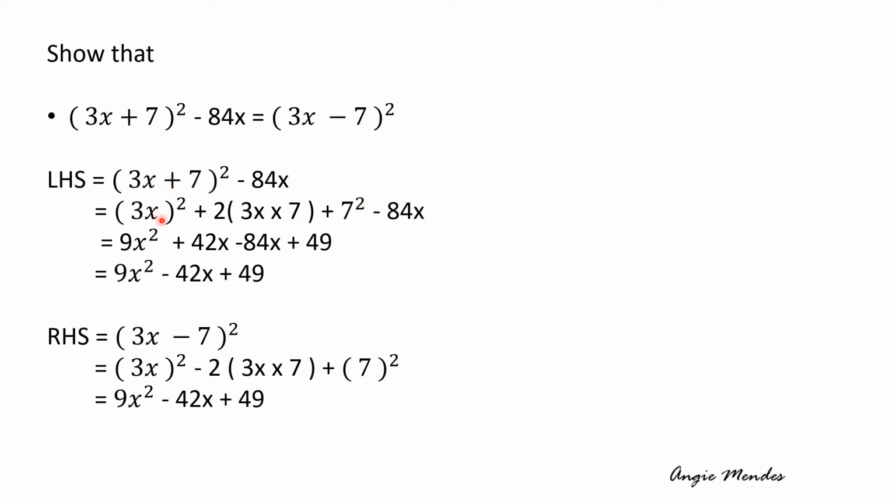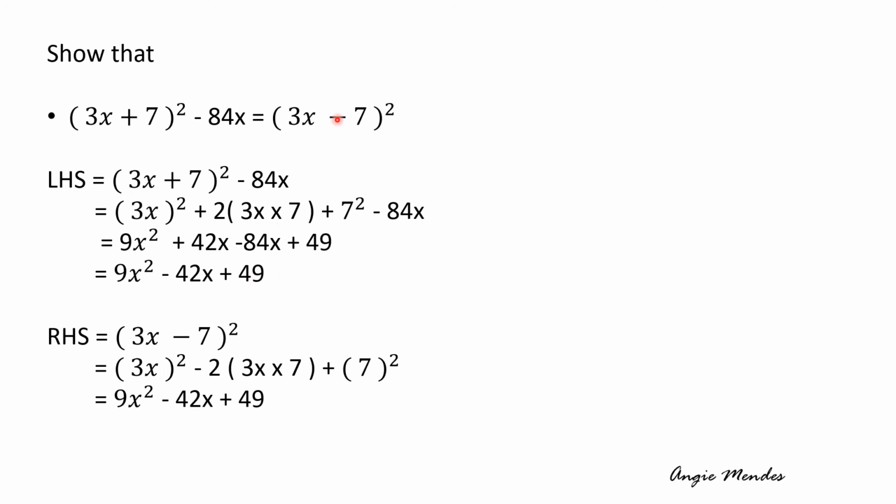We've got 3x square plus 2 into 3x into 7 plus 7 the whole square and minus 84x. Now when we simplify this, we will get 42x. So we get the like terms together. So here we'll get 9x square plus 42x minus 84x plus 49. And when we do the operation on these numbers, we know that the sign of the bigger number is a minus. So we are going to take that. Minus 84 plus 42 is minus 42. Take the variable. So you'll get the left hand side 9x square minus 42x plus 49.